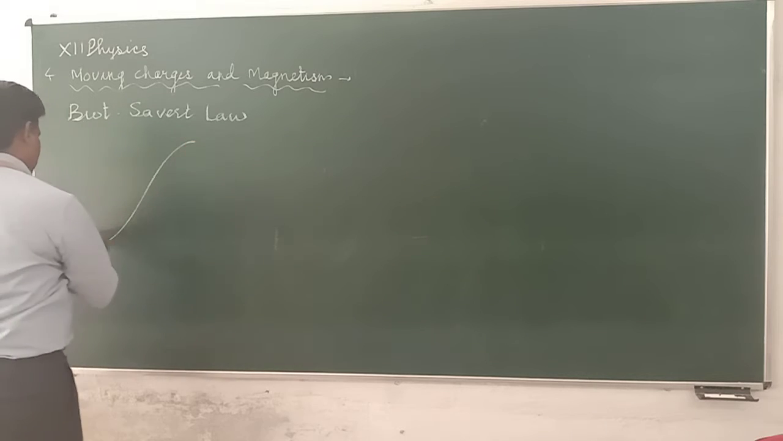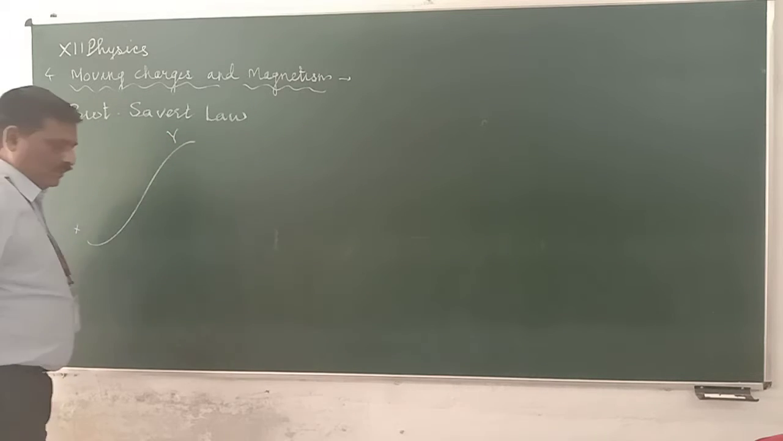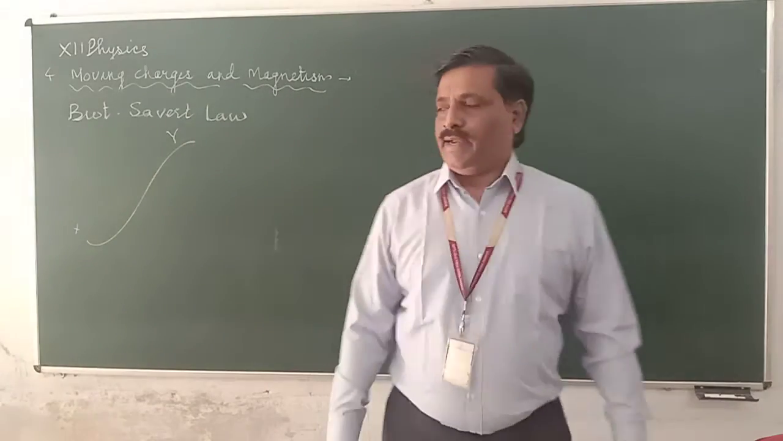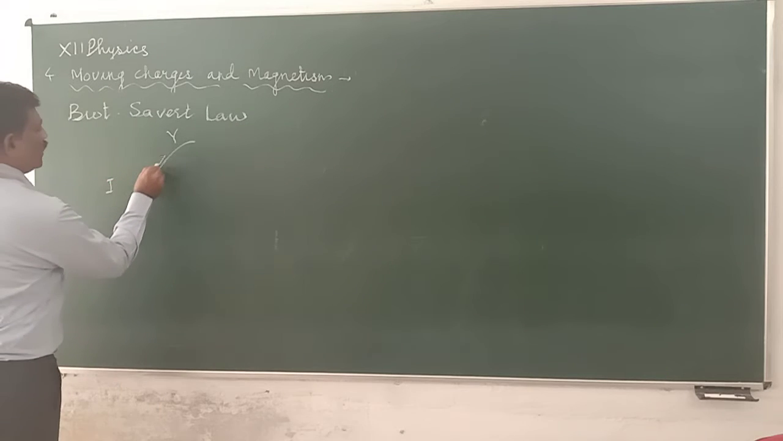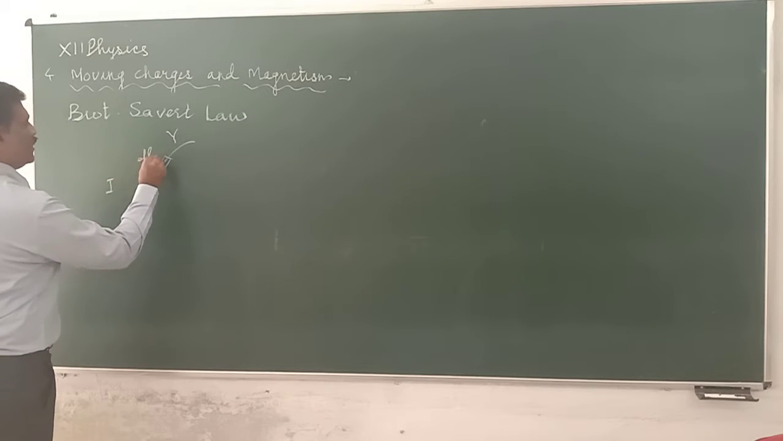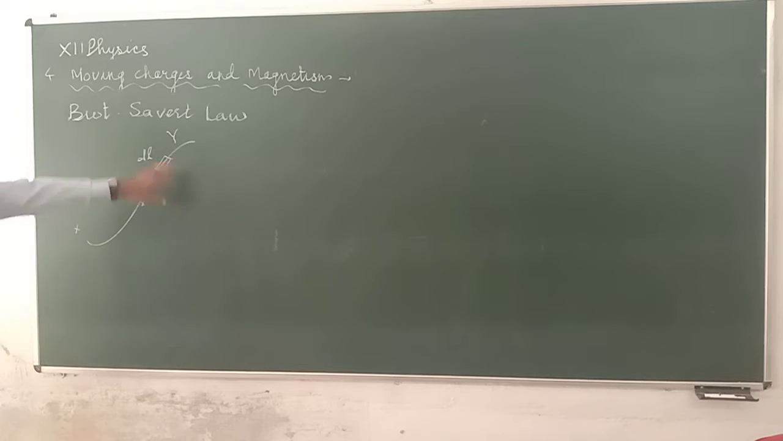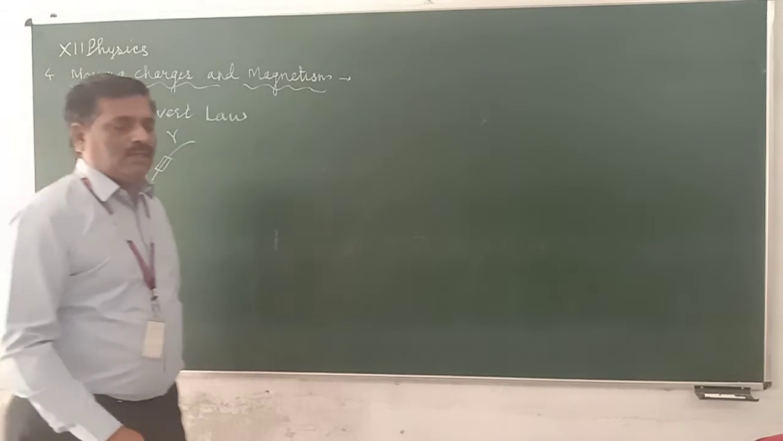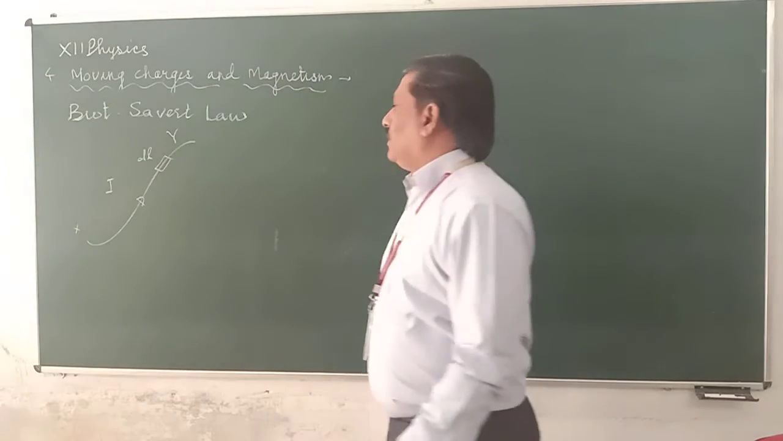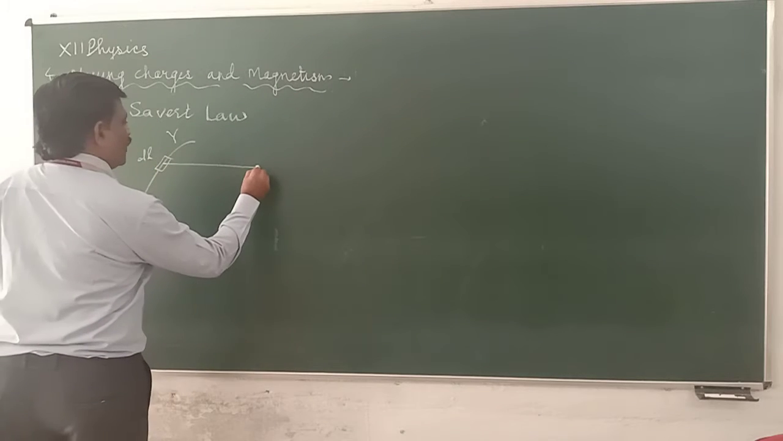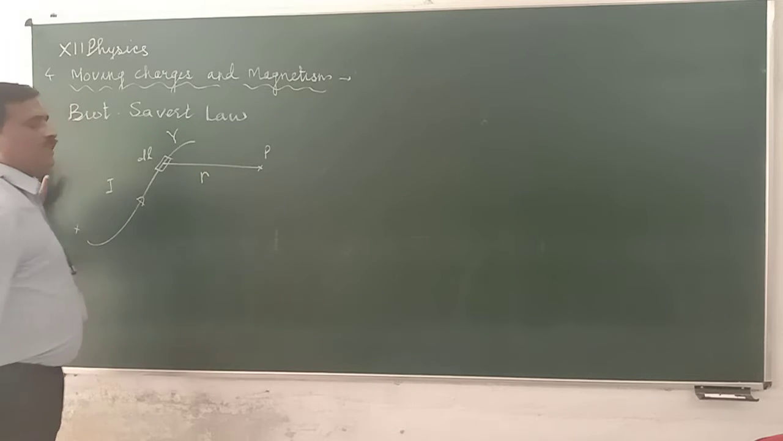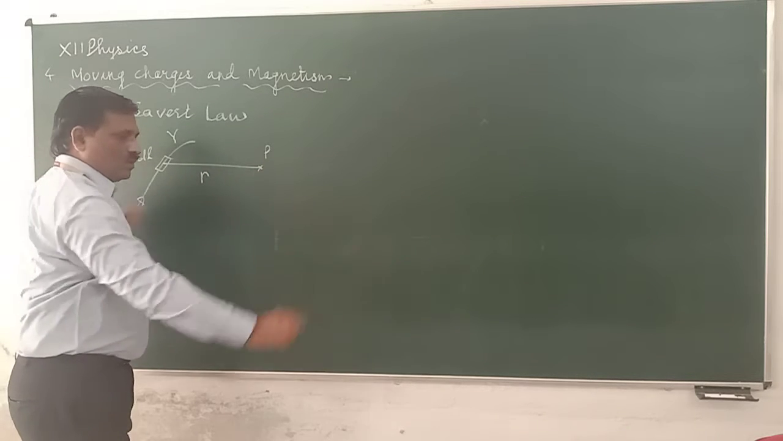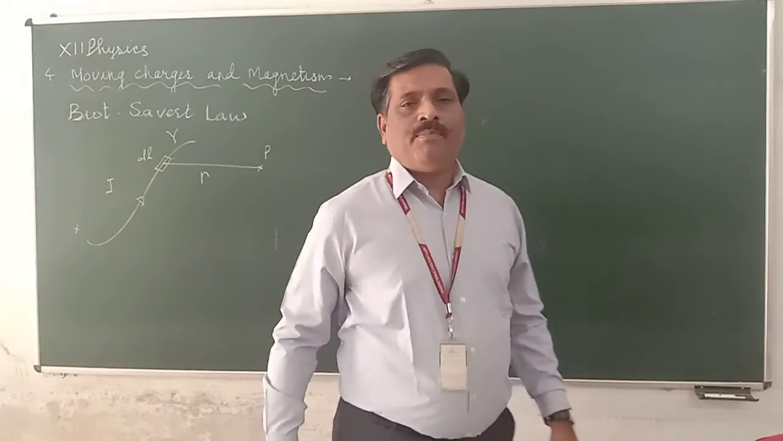Consider a current carrying element XY, and I is the current flowing through it. Here we consider a small element delta L. XY is the current carrying element and I is the current through it. dl is a small element of this conductor. From this element, at a distance r, there is a point P, and we want to find the magnetic field at point P.